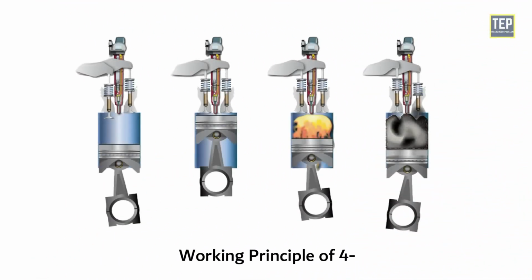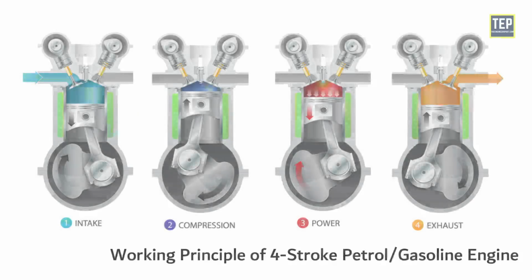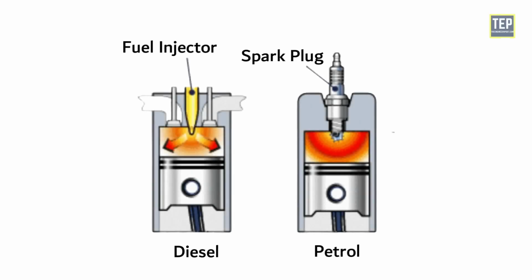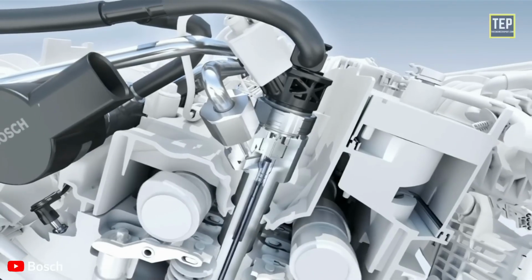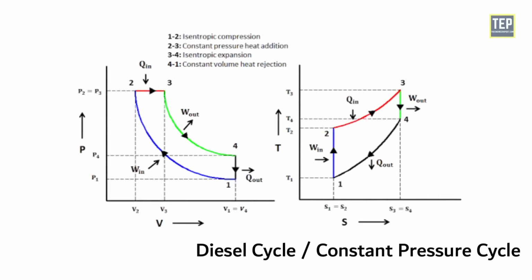Working of a 4-stroke diesel engine. The basic construction of a 4-stroke diesel engine is the same as that of a 4-stroke petrol engine, except instead of a spark plug, a fuel injector is mounted in its place. A fuel pump supplies the fuel oil to the injector at higher pressure. It works on the diesel cycle or constant pressure cycle.